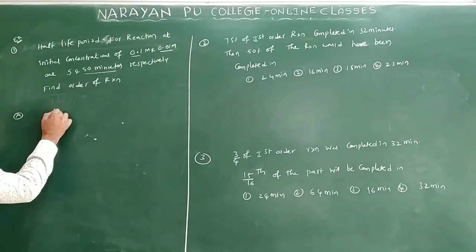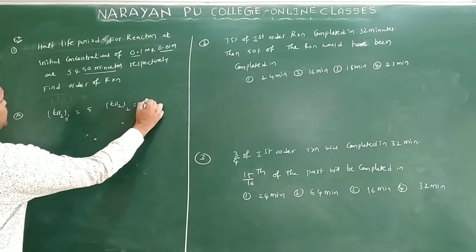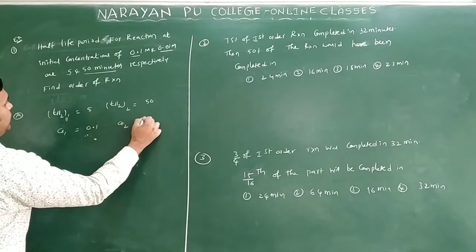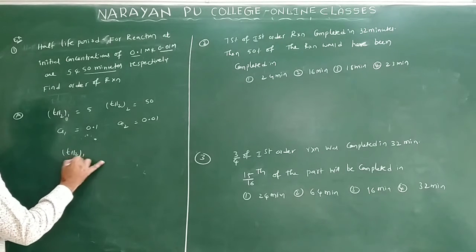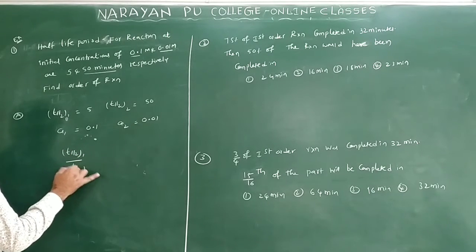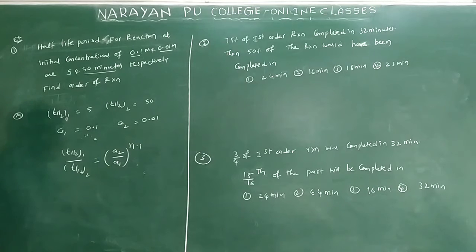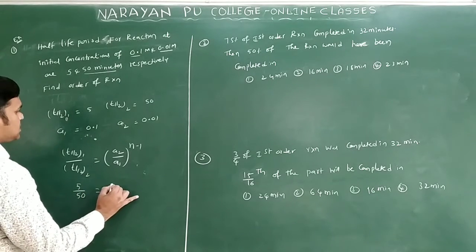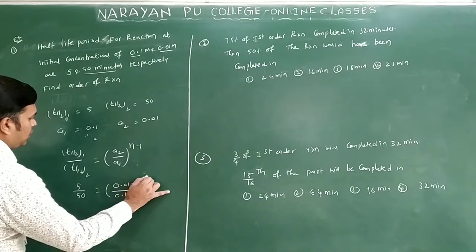We will take this one. So I will write T1 half is equal to 5, T2 half is equal to 50, and a1 is equal to 0.1 and a2 is equal to 0.01. You use this formula: T1 half by T2 half is equal to (a2 by a1) whole power n minus 1. This formula you know. Clear? Directly I am substituting here. So T1 half is 5 and T2 half is 50, that is equal to a2 0.01 by 0.1 whole power n minus 1.